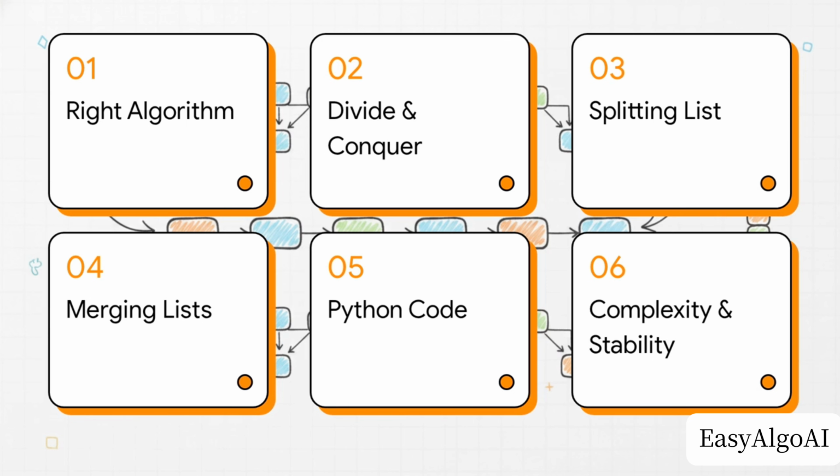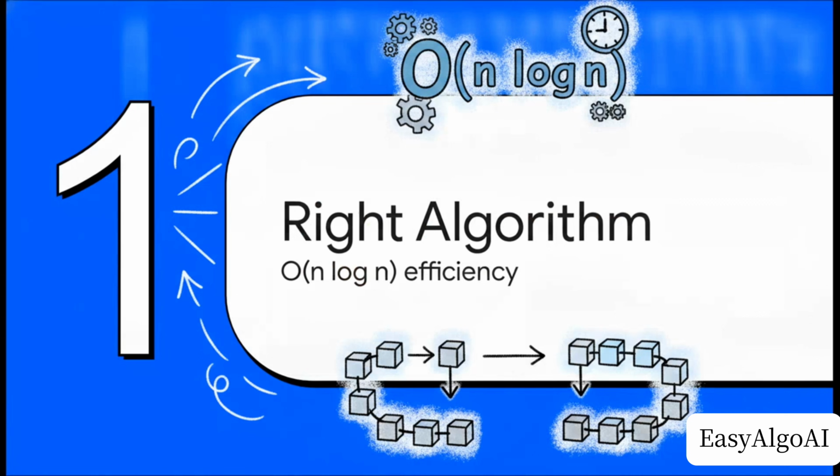So here is our roadmap for the explainer today. We'll be looking at choosing the right algorithm, the divide and conquer strategy, splitting the linked list, merging those sorted lists, checking out the Python implementation, and finally wrapping up with complexity and stability. Let's start right in with step 1, choosing the right algorithm.